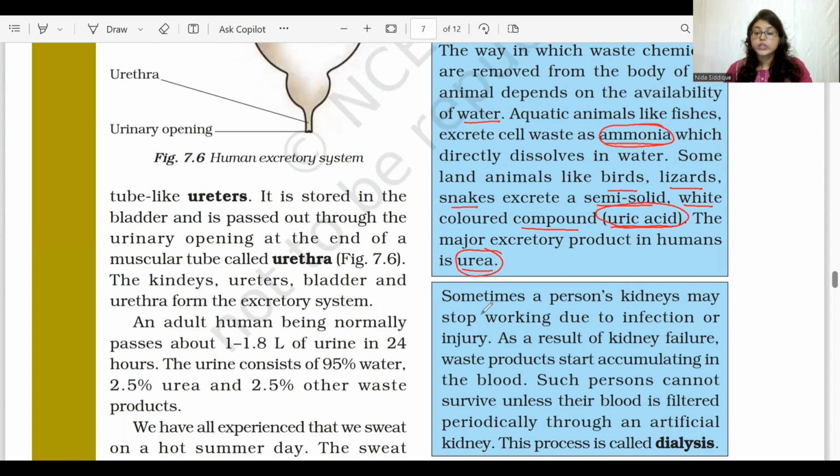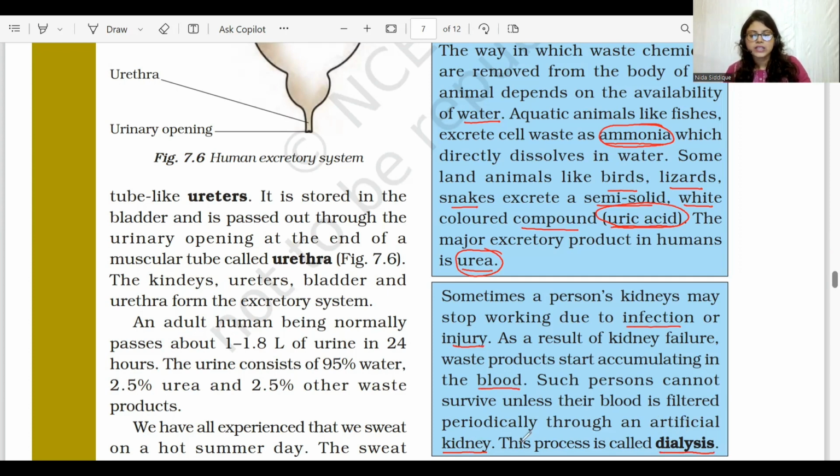Now, there are situations where a person's kidney may stop working due to infection or injury. And as a result of the kidney failure, waste products start accumulating in the blood. Now imagine a life without kidneys. So what will happen? Our blood will keep on accumulating waste. So such a person cannot survive unless their blood is filtered periodically through an artificial kidney. So this process in which the blood is filtered and the waste is removed from the blood artificially, okay, this is called dialysis.